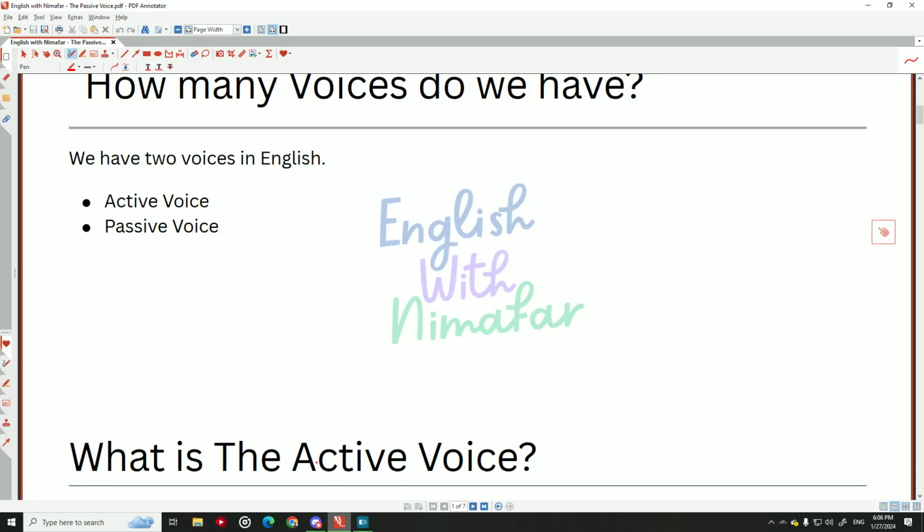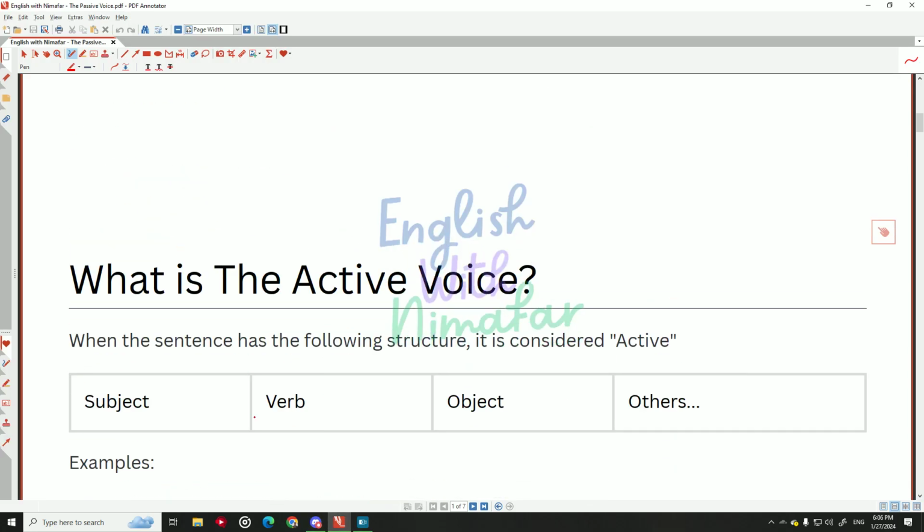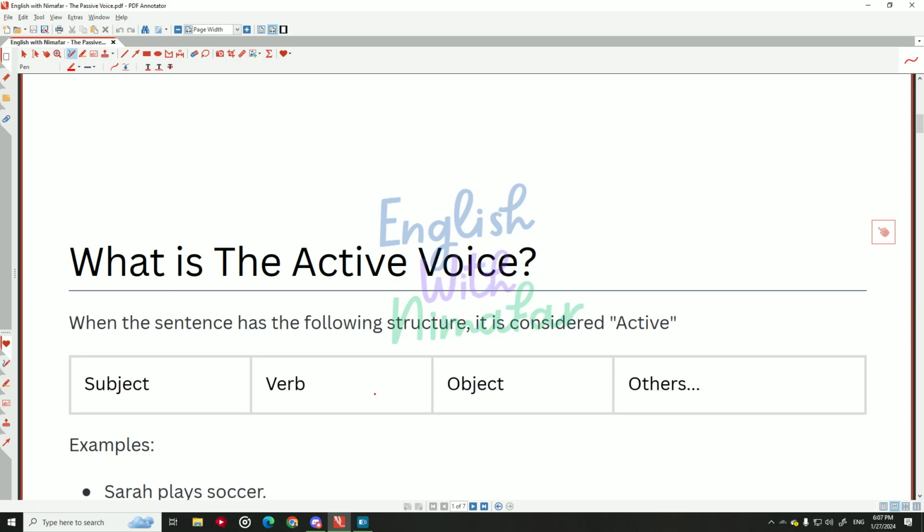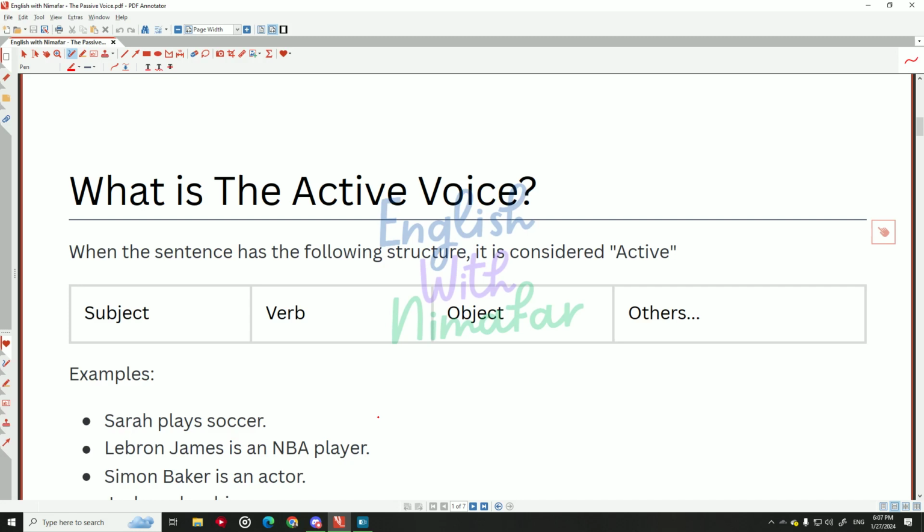So here in the active voice, we have subject, verb, object. And let me tell you, maybe sometimes we don't have objects because it depends on the verb. If it's transitive, it needs an object, or if intransitive, it doesn't need an object. But mostly subject, verb, object, and other parts, we can say we have an active sentence here.